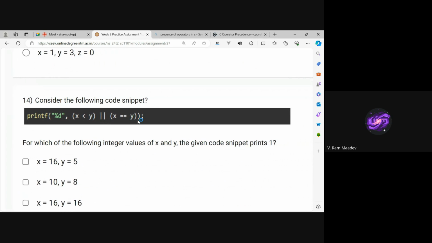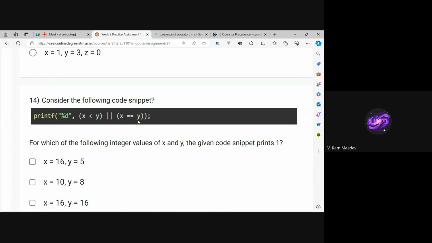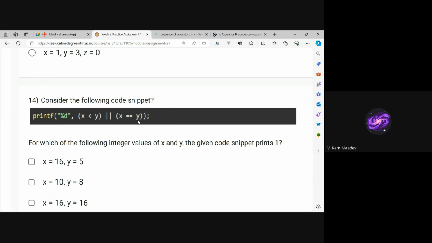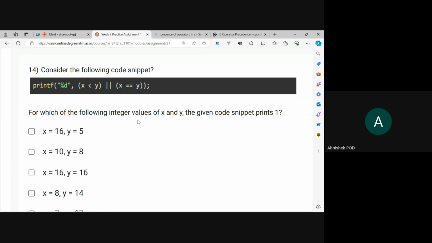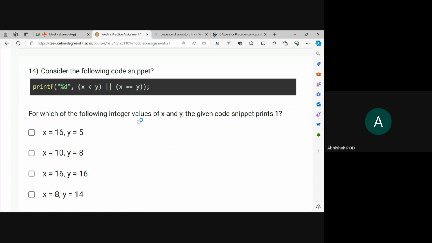Which of the following integer values of x and y does the given code snippet print? Okay, let's take this as well. So remember, we are using the OR operator, and the question explicitly asks for which of these inputs the output from this program is going to be 1. For the output of this program to be 1, at least one of these conditions has to be true. And for that, x should either be less than y or x should be equals to y. If any one of these conditions is true, you will get the output.